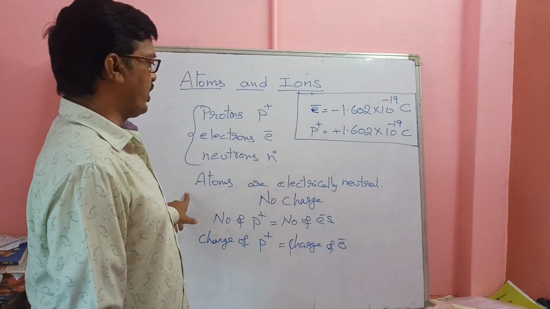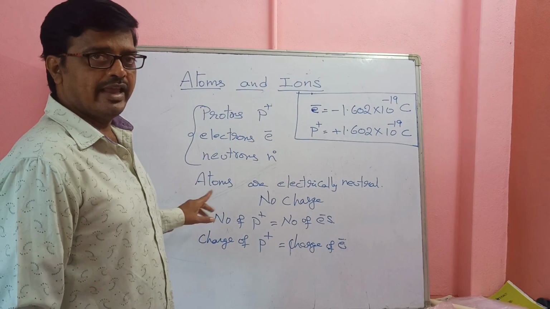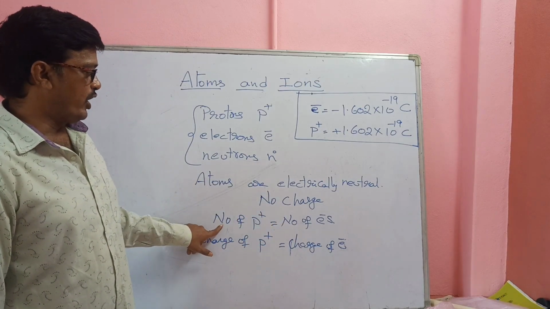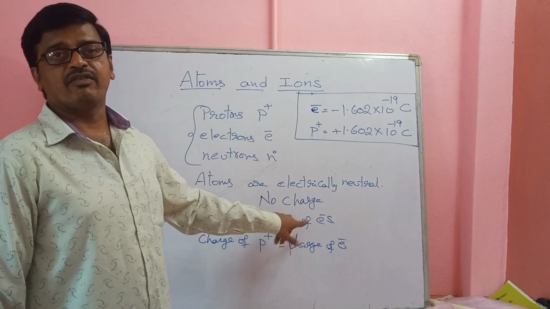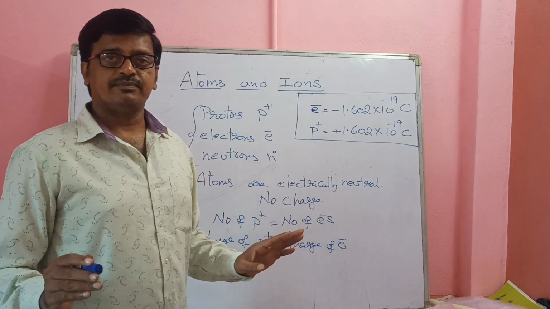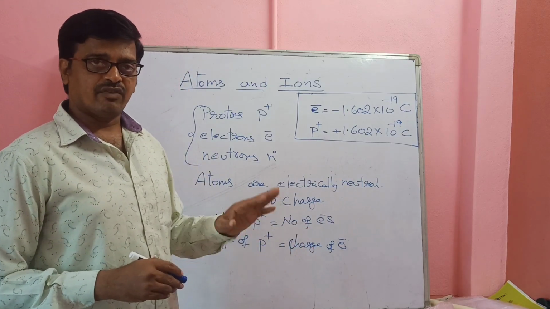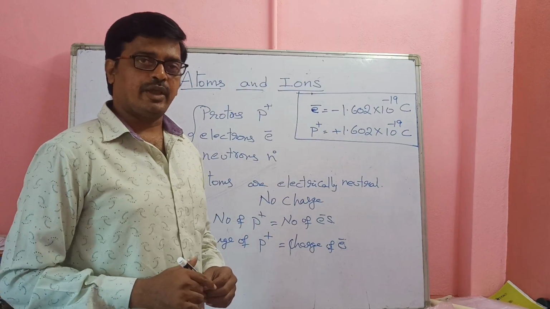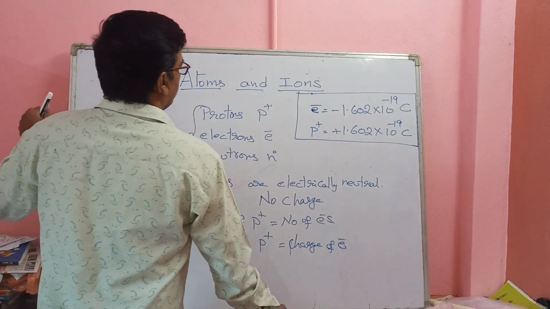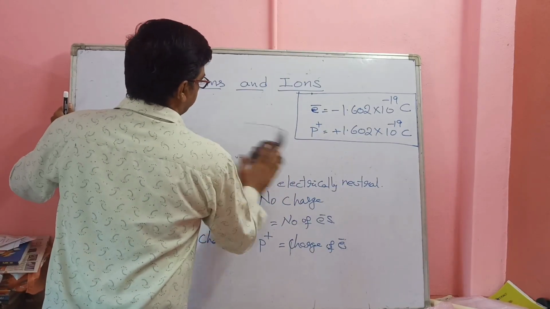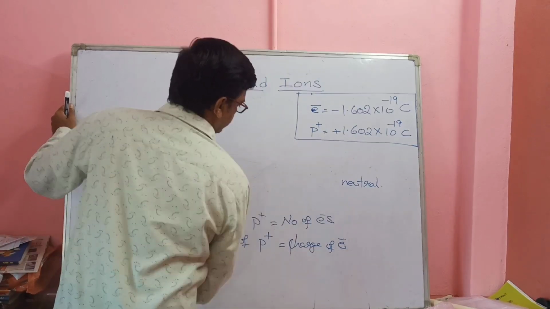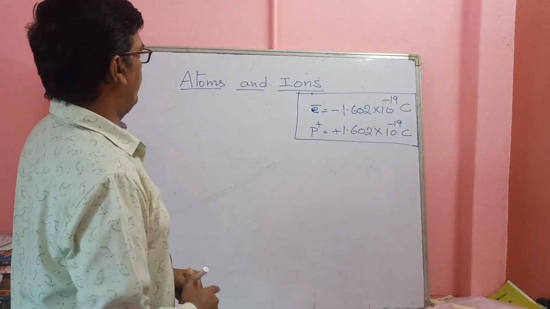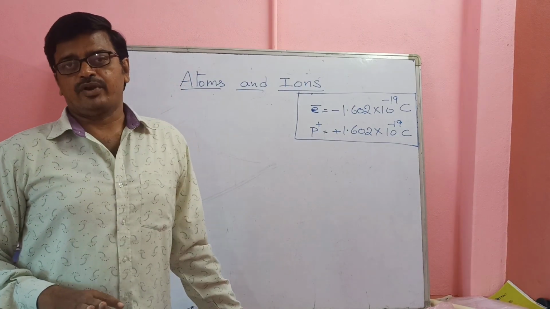So why is an atom neutral? Because the total number of protons in an atom is equal to the total number of electrons. This point you should keep in mind. So atoms are electrically neutral.